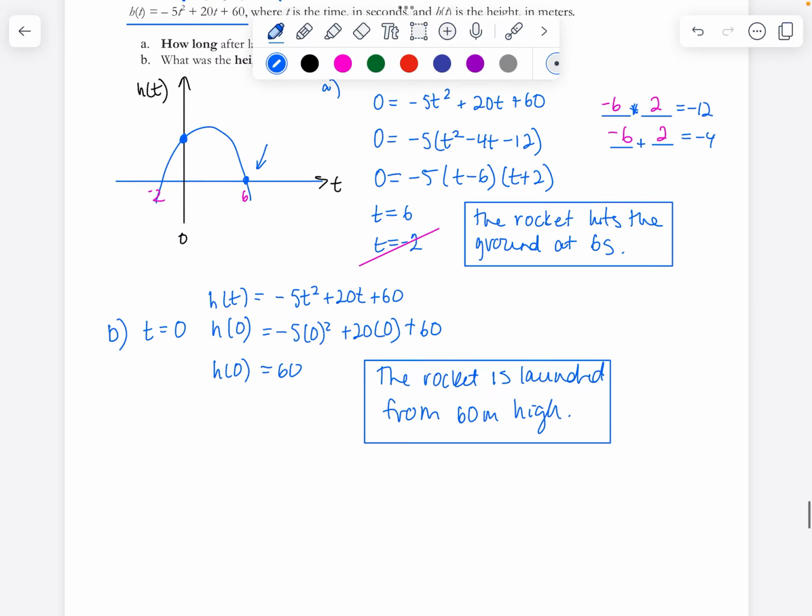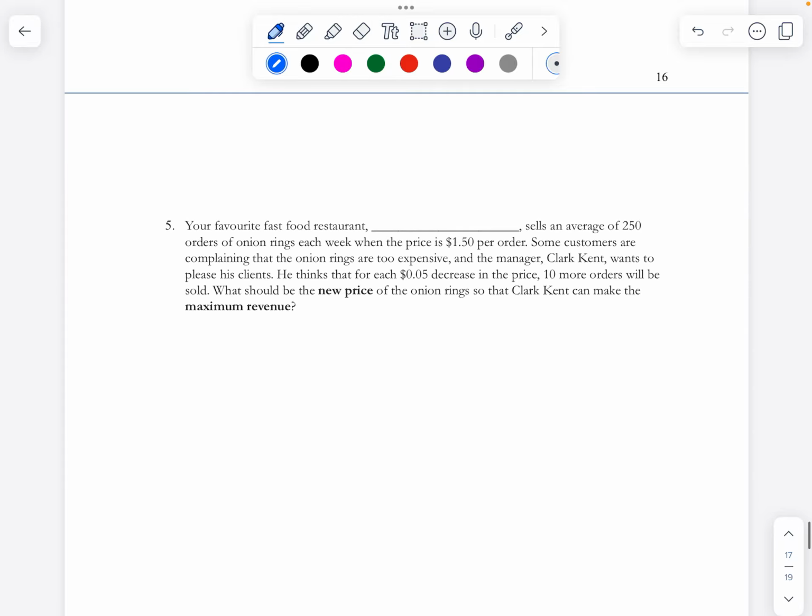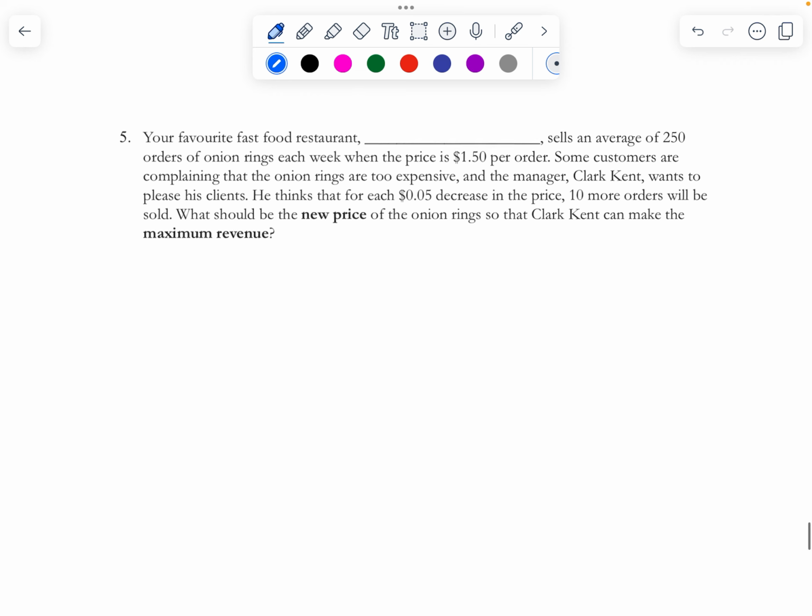Alrighty. Let's have a look at the last one. Ooh, your favorite fast food restaurant is, you can put in whatever you want there. Let's say Hero Burger. Might not be my favorite, but for today it is. Okay, sells an average of 250 orders of onion rings each week with a price of $1.50 per order. Some customers are complaining that they are too expensive, so Clark Kent, oh wow, wants to please his clients. He thinks that for each 5-cent decrease in price, 10 more orders will be sold. What should the new price be?